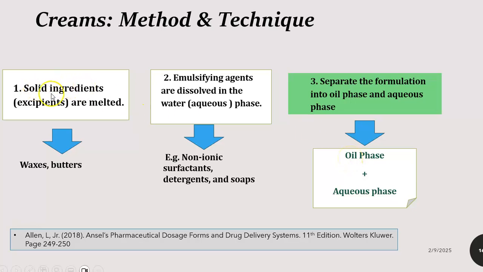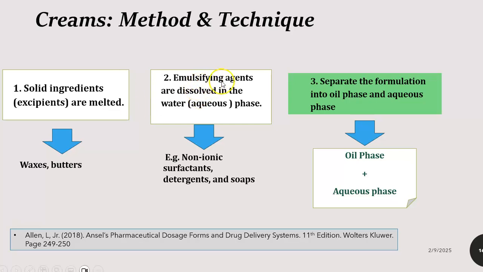Now, when compounding creams, there are solid ingredients, those sticky butters, your waxes, that you need to melt. And when you melt them, you'd be guided by the melting point so you don't compromise the ingredients.